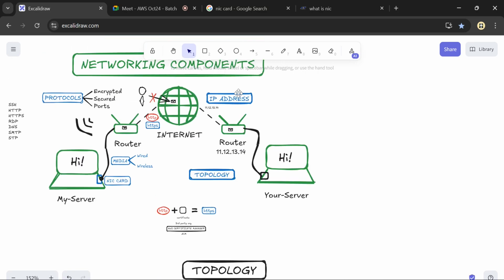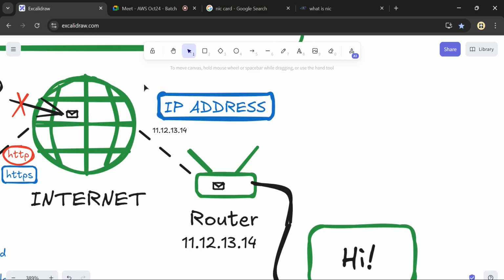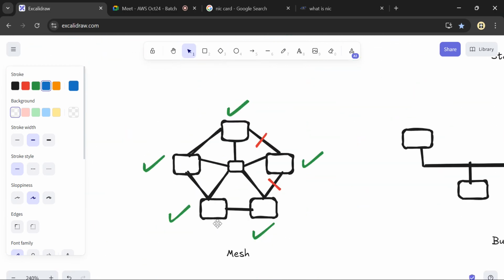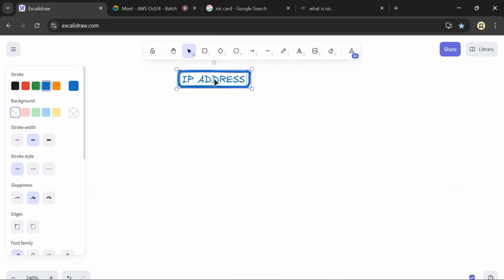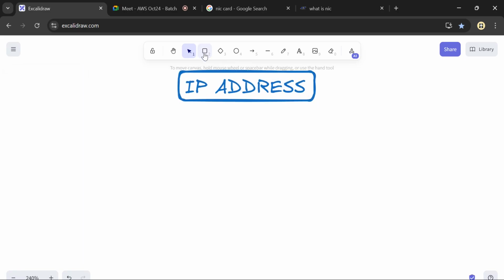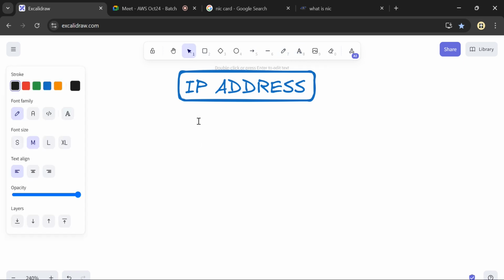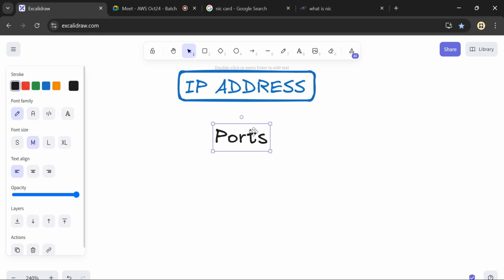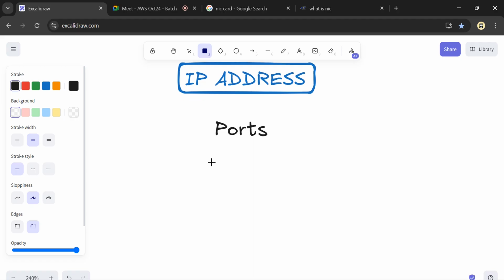Now let's understand more about IP addresses. Let's deep dive and understand IP addresses. And before the IP addresses, we have already discussed what ports are. Right? Ports are used to define the protocols. Right? So whatever protocols are defined, they are defined as the ports. And what is a port? I have already explained it to you.